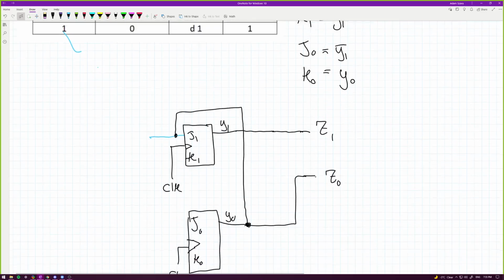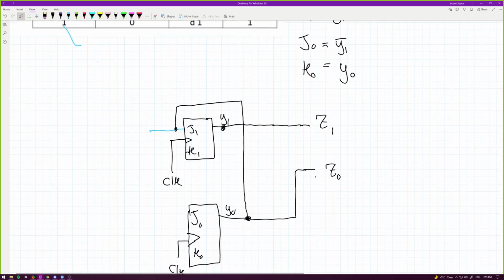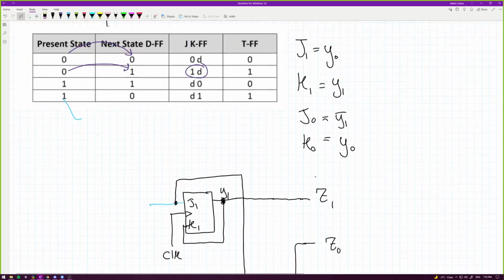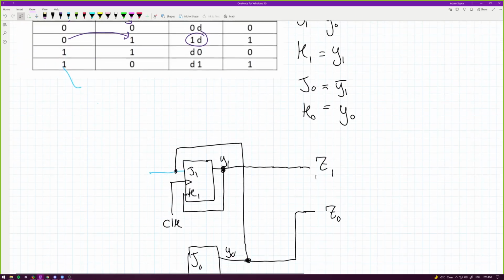Then K1 is equal to Y1. So this can just connect around like that. J0 is the inverse of Y1. I have to remember if a K flip-flop has that second output. Does a K flip-flop have two outputs, one which is the negative of the other, or the inverse of the other? It does? It has a Q-bar. I just want to see that in my notes here, but I believe you.